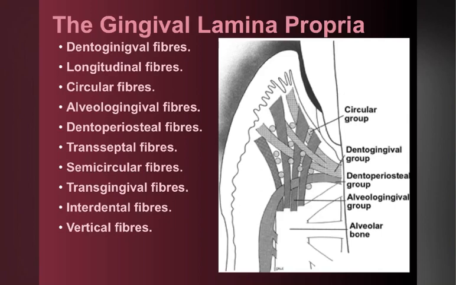There is also a group that appears in cross section here. It appears like dots. They are cut in cross section. The section here is longitudinal, but the direction of the section is at right angle to these fibers. That's why they appear as circles. These are called the circular group.